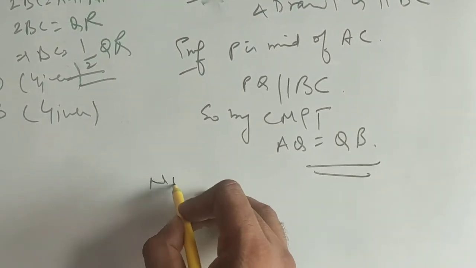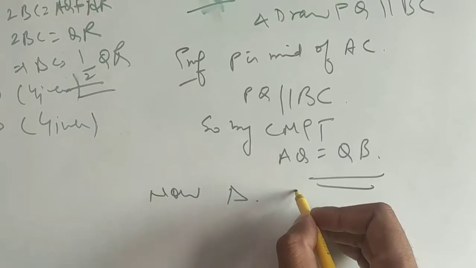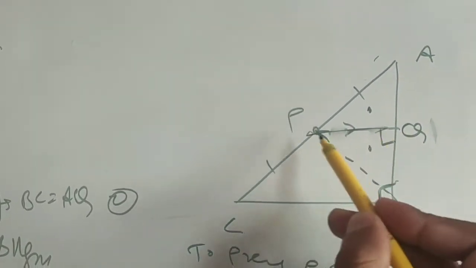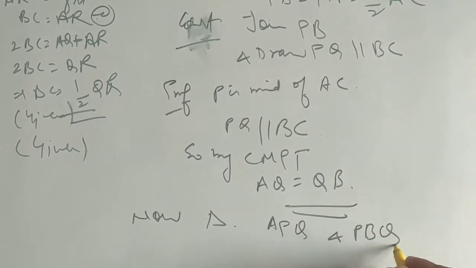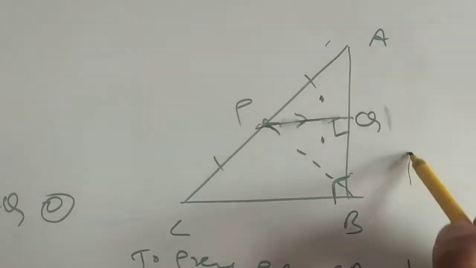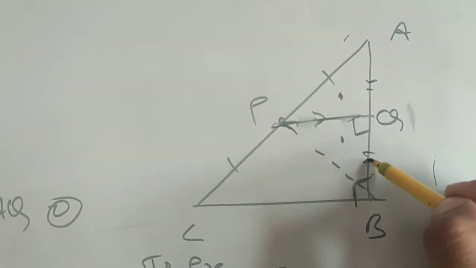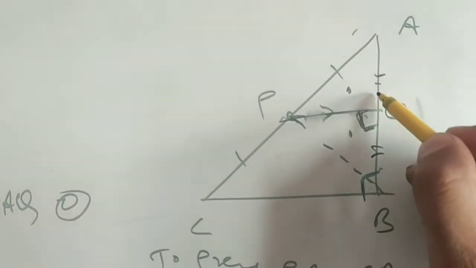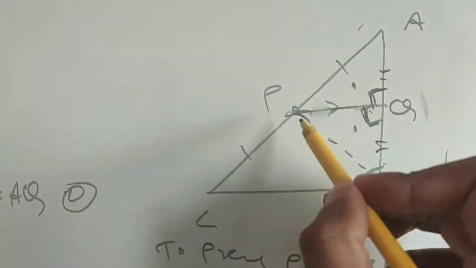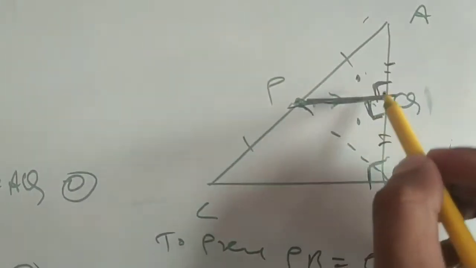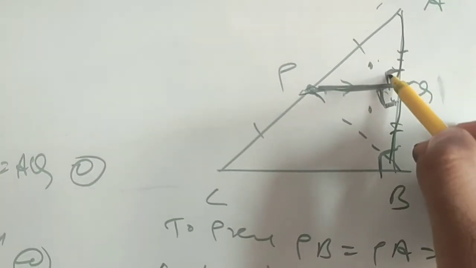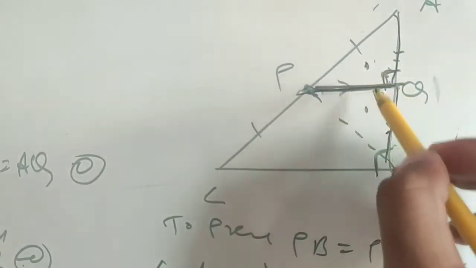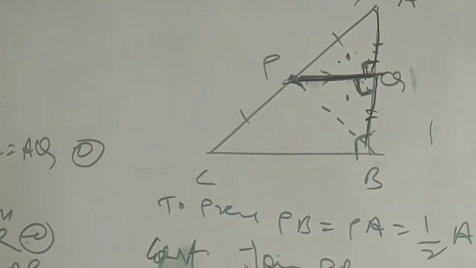Now consider the triangles APQ and PBQ. In these two triangles you have to prove that they are congruent. How? AQ is equal to QB, we have just proved. This angle is 90 degrees, given, so this is also 90 degrees by linear pair, and this side PQ is common to both the triangles. So by SAS the triangles will be congruent.